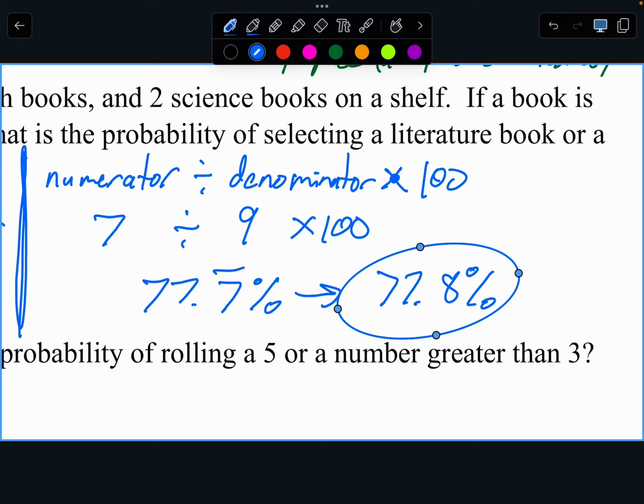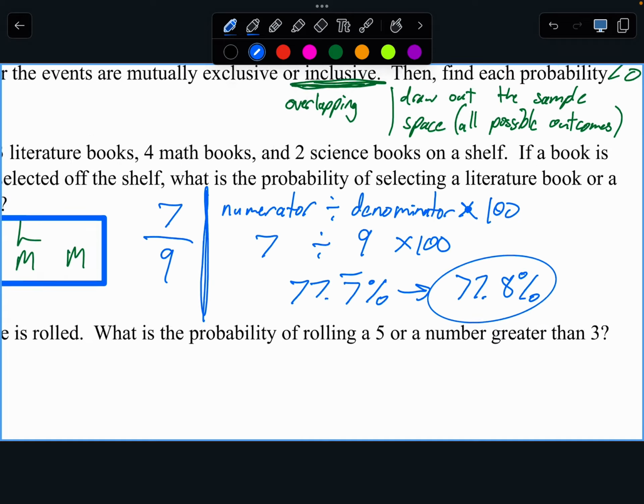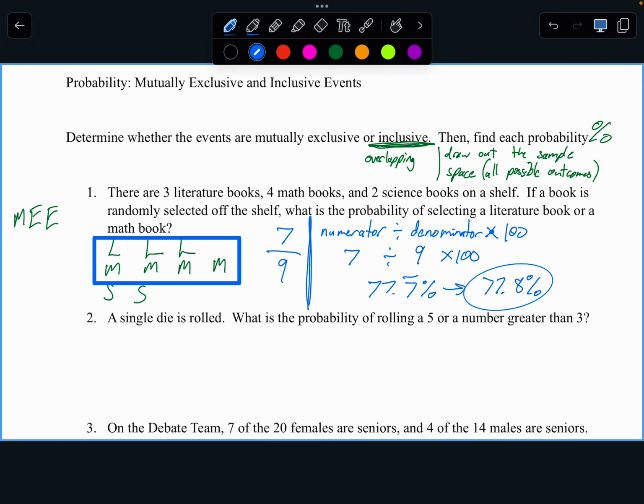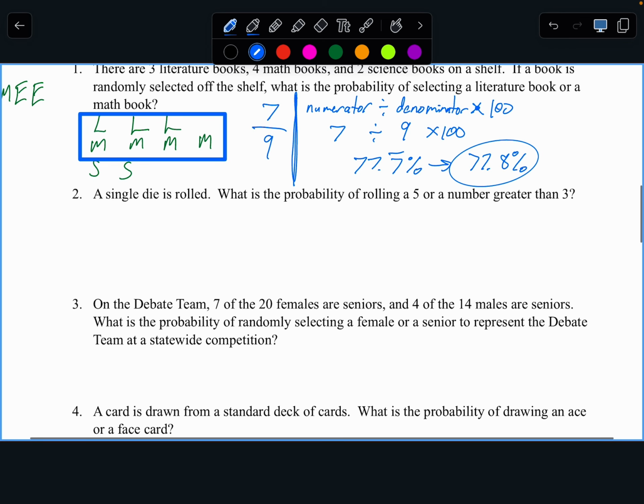77.8%. So we drew our sample space. We figured out if they're mutually exclusive or overlapping. We found our probability as a percent. That's all we need to do. So that's number 1. Those are mutually exclusive events. Number 2, a single die is rolled. What is the probability of rolling a 5 or a number greater than 3? Again, we need to ask ourselves, mutually exclusive or overlapping? Is there a number that fits both categories? The answer is yes. 5 fits both categories, so this would be considered overlapping events.